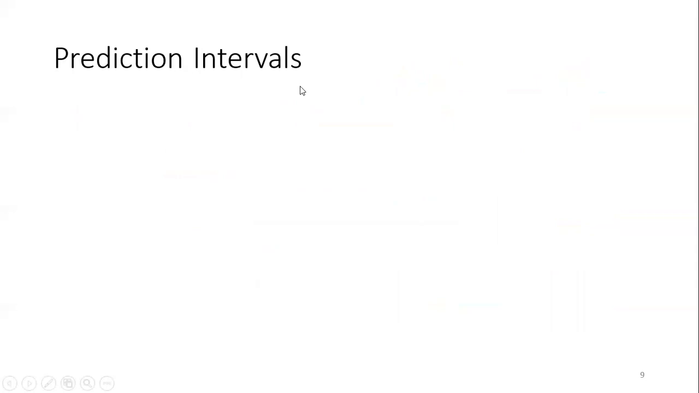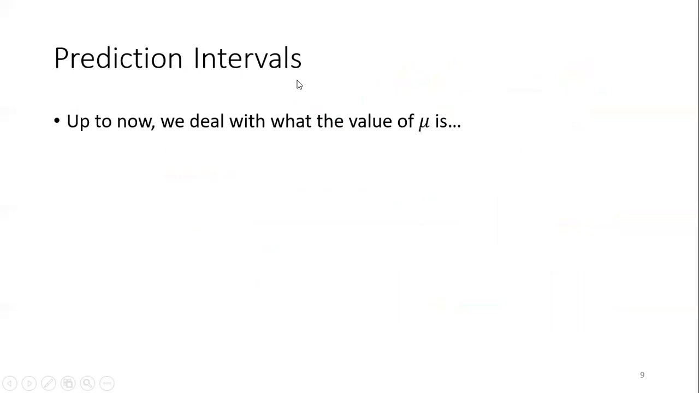Okay, so the next thing we will talk about is the prediction intervals. So a prediction interval is, well, up to now, we just deal with the value of mu, okay? What was mu?